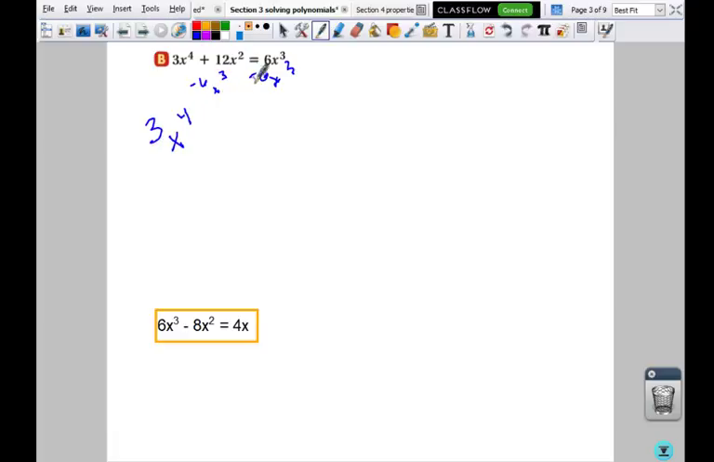I'm going to put the minus 6x to the third in the right order. So it's going to come next: minus 6x to the third. And then I got plus 12x squared. And the whole thing is going to equal 0. So we're going to keep going around.